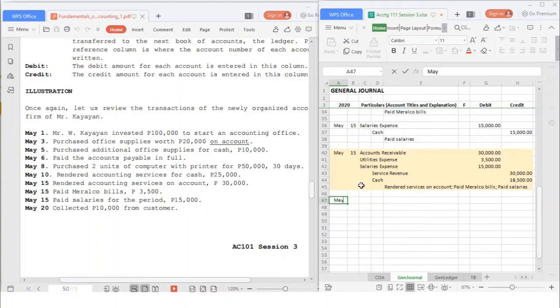So, next we have May 20. May 20, collected 10,000 from customers. Of course, you collected, so you received cash. And since you collected, your receivables become smaller. So, your accounts receivable decreases, thus it is a credit. Collected from customers, the amount is 10,000.